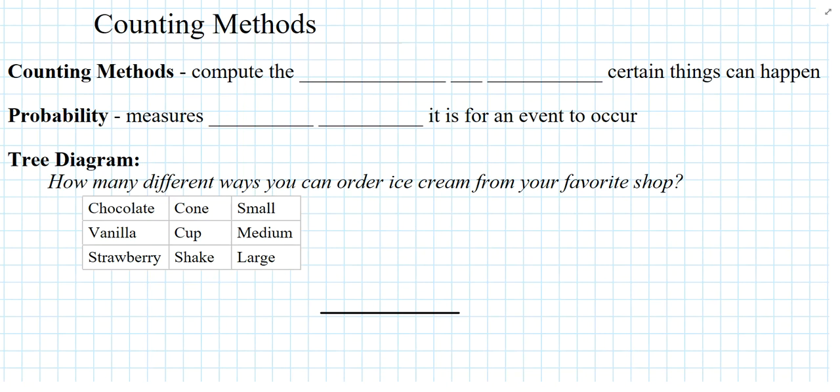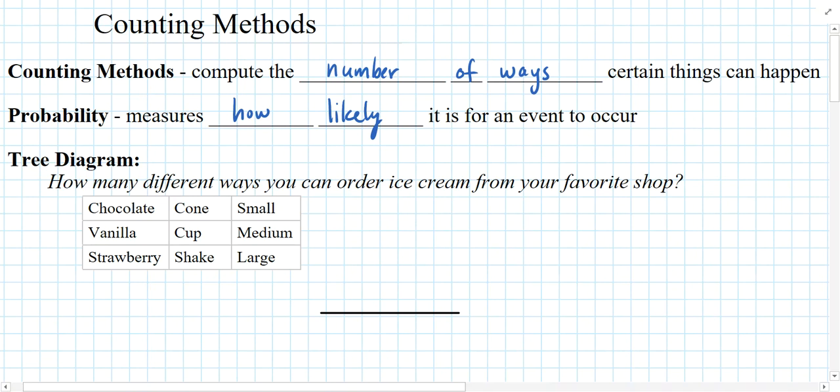Hello. In this video, I would like to introduce counting methods used to compute the number of ways certain things can happen. Probability measures how likely it is for an event to occur. And it is necessary to know how many ways certain things can happen in order to determine an event's probability of occurring. One method for determining the number of ways certain things can happen is by drawing a tree diagram.